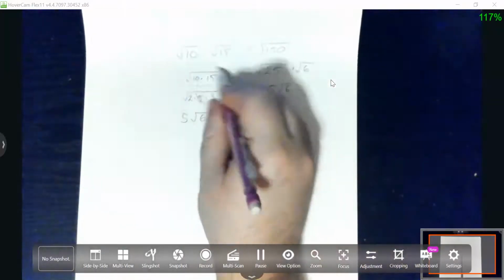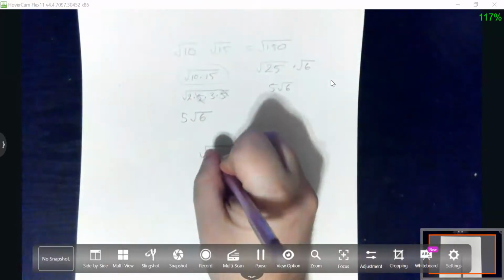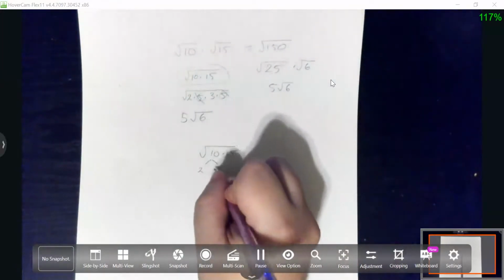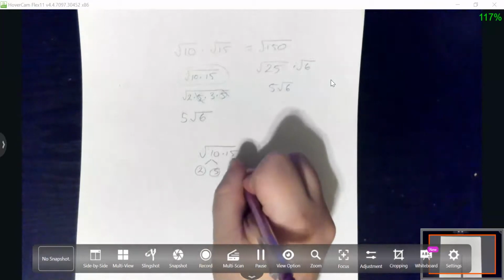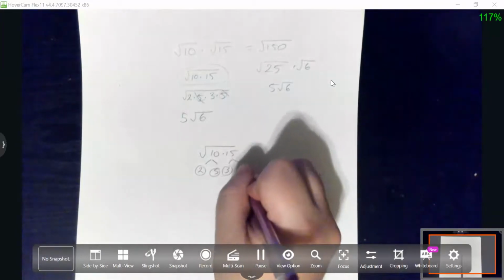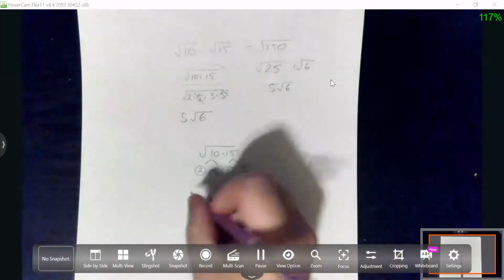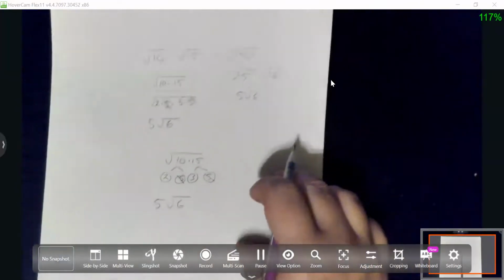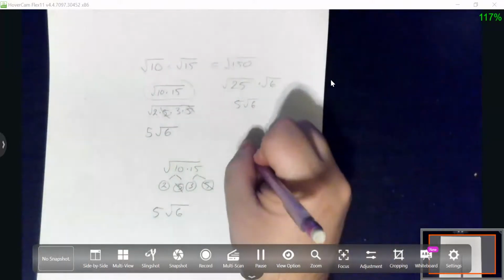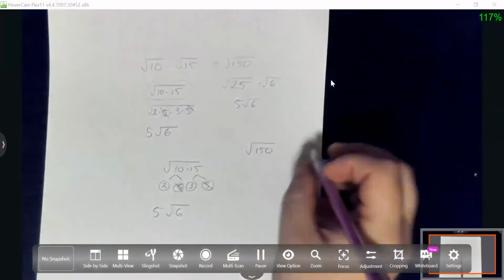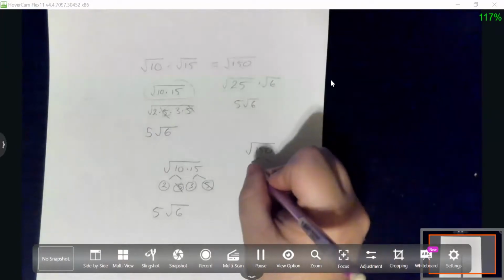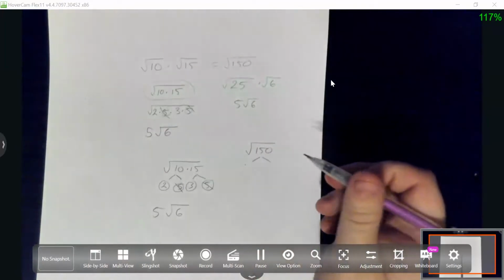So like if I come from this point again, that's square root of 10 times 15, I can do trees on both of these. That's 2 and 5, those are both prime. That's 3 and 5, those are both prime. There's my two 5s. 5 comes out and I have root 6 left over. We could have done the tree on the 150. So I do a tree on 150. I don't know, that's kind of scary looking. But it would effectively just be the same thing.